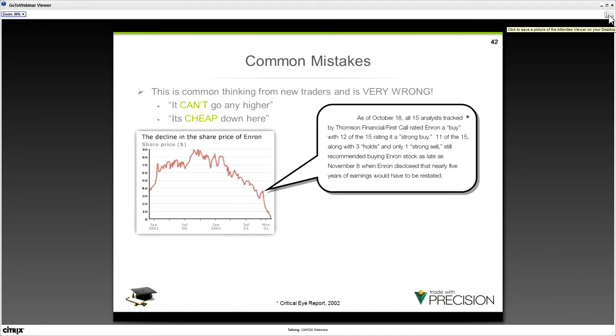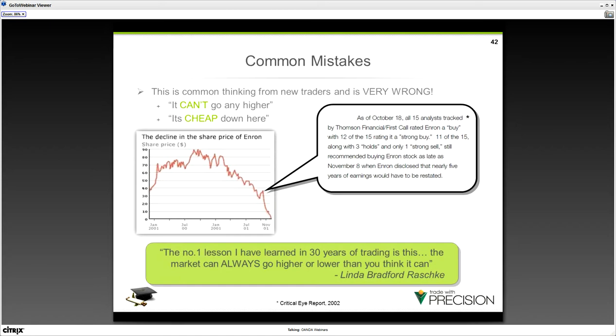Here are some common mistakes of amateurs in their thinking. Okay, they're looking at a chart like this, and somewhere on the way down, they start to think, hey, this market can't possibly go any lower. It's so cheap at this level. And guess what? The market can always go lower or higher than you think it can, and often it does, right? So even the analysts get it wrong often.